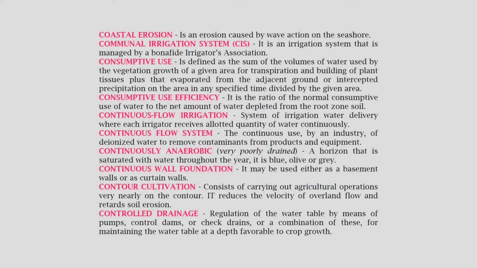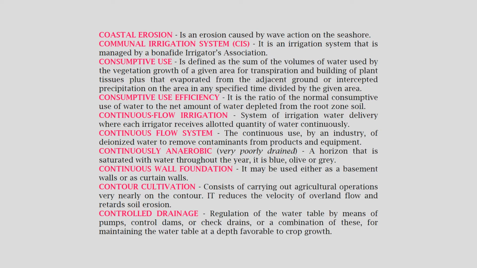Communal irrigation system, CIS. It is an irrigation system that is managed by a bona fide irrigators association. Consumptive use is defined as the sum of the volumes of water used by the vegetation growth of a given area for transpiration and building of plant tissues, plus that evaporated from the adjacent ground or intercepted precipitation on the area in any specified time, divided by the given area. Consumptive use efficiency, the ratio of the normal consumptive use of water to the net amount of water depleted from the root zone soil. Continuous flow irrigation.